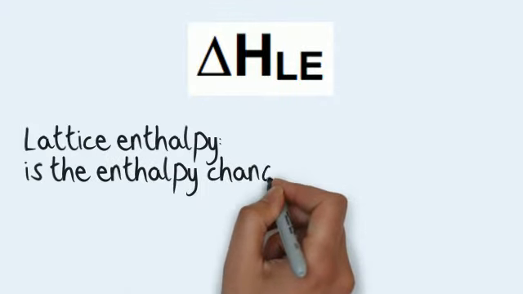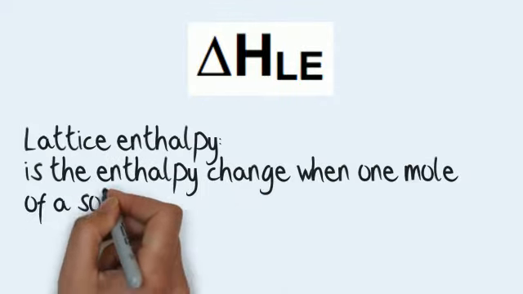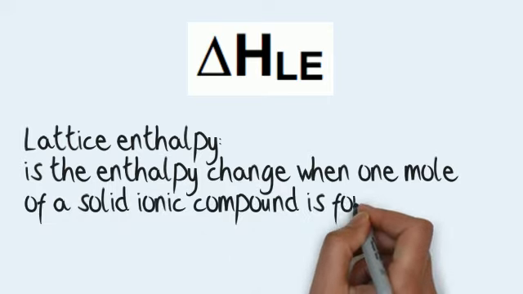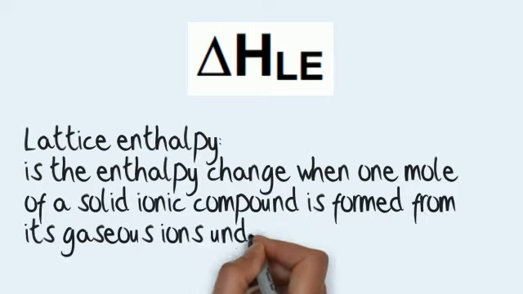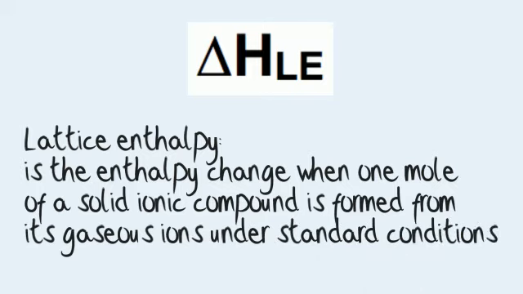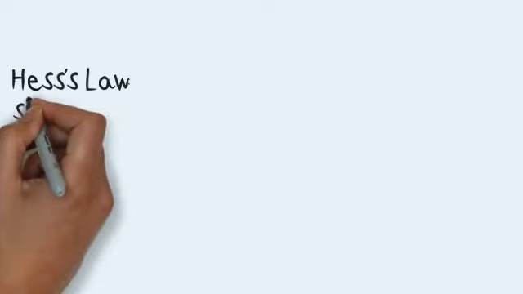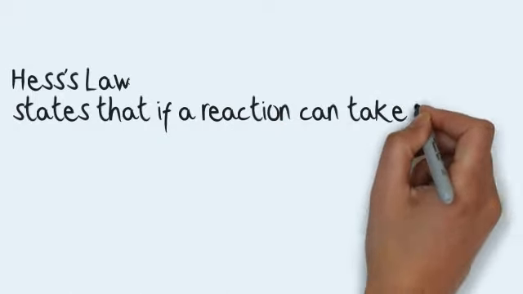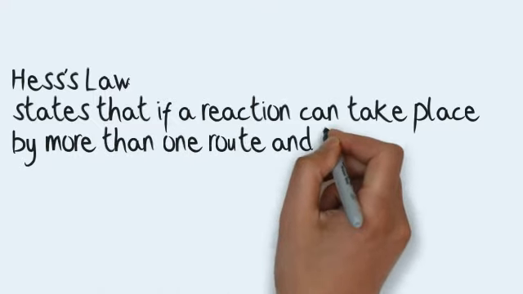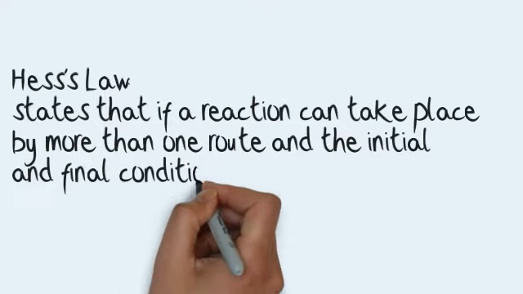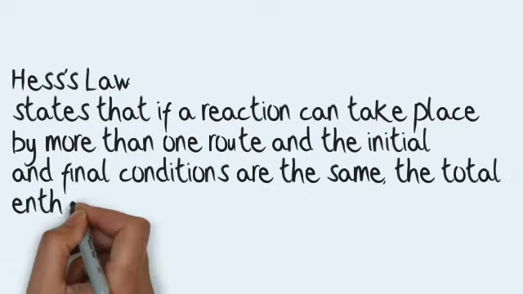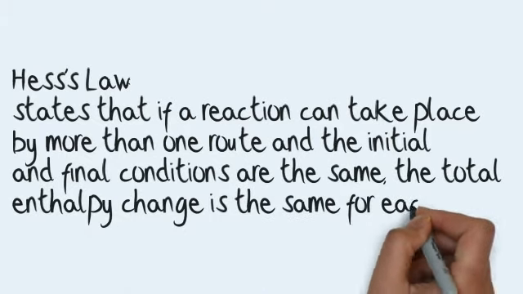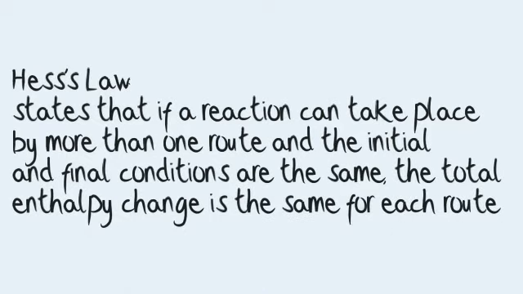Lattice enthalpy. This is the enthalpy change when 1 mole of a solid ionic compound is formed from its gaseous ions under standard conditions. Hess's law states that if a reaction can take place by more than one route and the initial and final conditions are the same, the total enthalpy change is the same for each route.